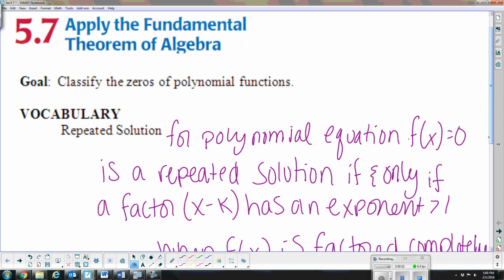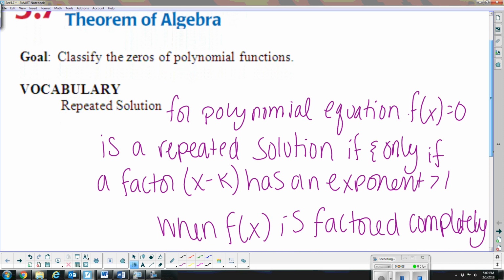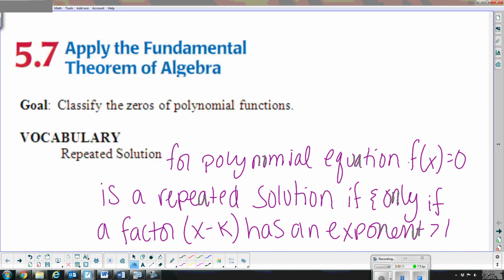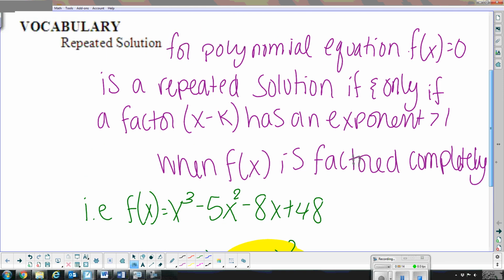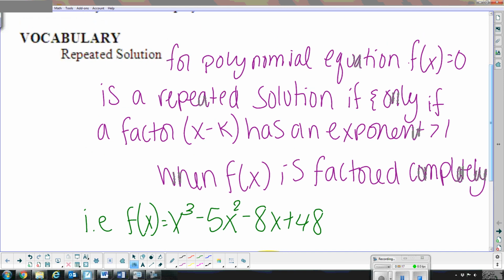Hi ladies, this is lesson 5.7 and it's applying the fundamental theorem of algebra, which we'll define in just a second. So the first term that you have on your note sheets is repeated solution. So this is for a polynomial equation f of x that equals 0. There is a repeated solution if and only if a factor of that function has an exponent that's greater than 1. And it's going to be a repeated solution if that function is factored completely and you still have an exponent that's greater than 1.